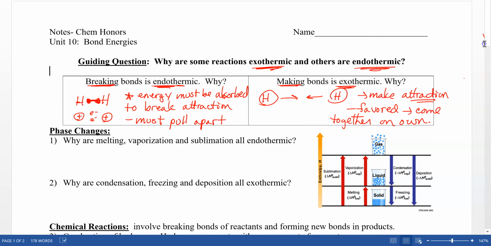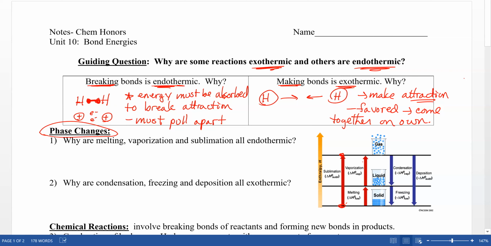Okay, so let's look at a couple situations where you're going to be making and breaking bonds. So first ones that are really easy are these phase changes. In phase changes, they're either breaking bonds or making bonds. So in this graph over here, you can see we have melting, which is from solid to liquid. And then you can go liquid to gas, and that's vaporization. Or you could go directly solid all the way to gas, and that would be sublimation. All three of those situations are endothermic. You can see they're going uphill, and so they're endothermic.